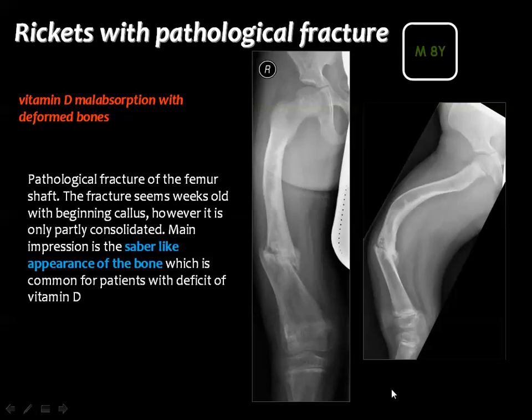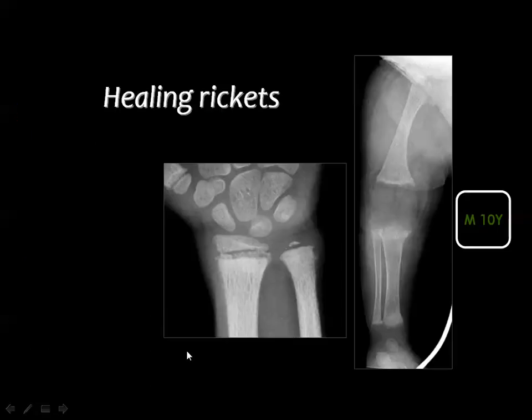Deformities are also seen due to bone softening, similar to adults, and it is also seen in children. And in the course of deformity, you may get fractures, and this is a relatively old fracture with some callus formation around the site of the fracture.